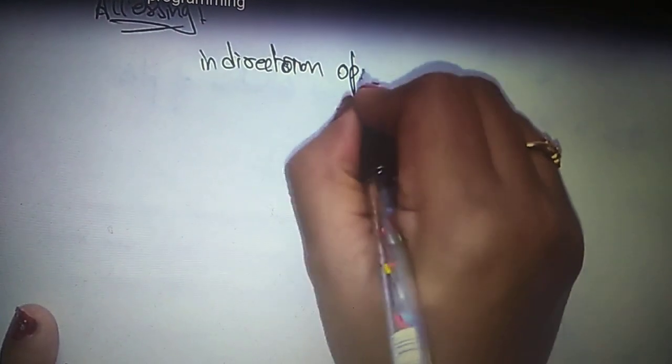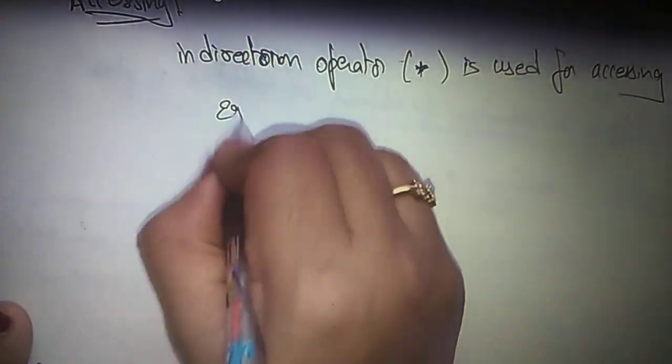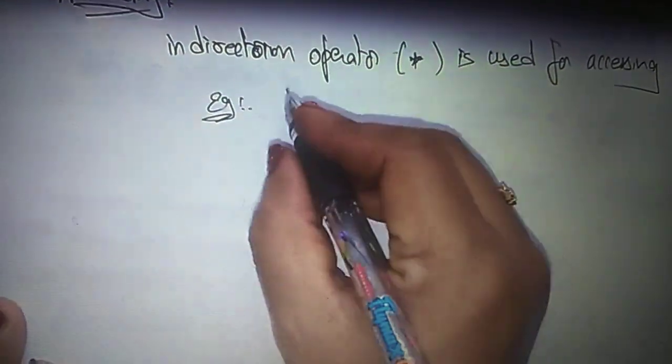Now, how can we access the array of pointers? For accessing the array of pointers, we need the indirection operator, that is the pointer star, which is used for accessing. Okay, let's see the example of how to access the array of pointers.